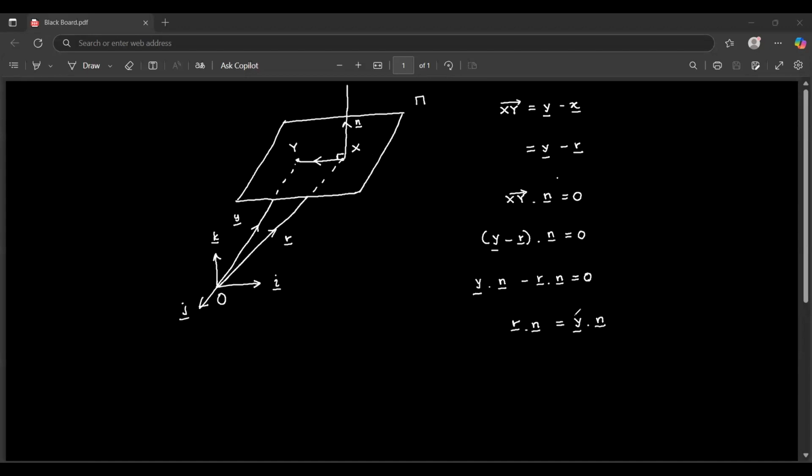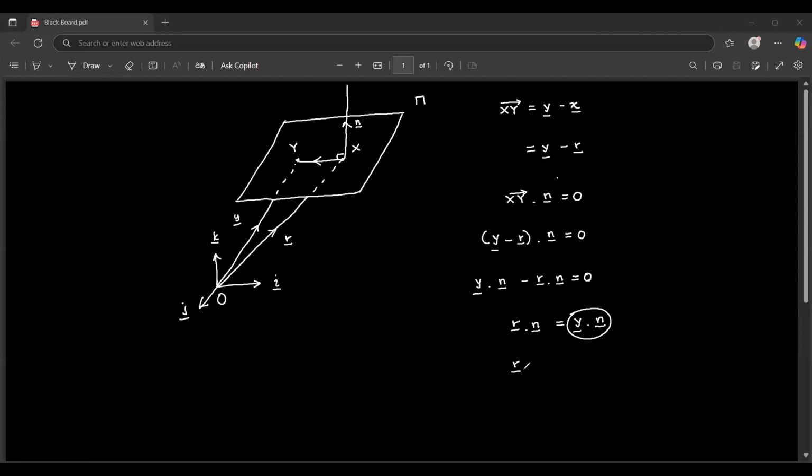So if you know a point on the plane, and you also know the normal of the given plane, you can come up with an equation for the plane. Since this is a scalar product, you will end up with a number, a value.